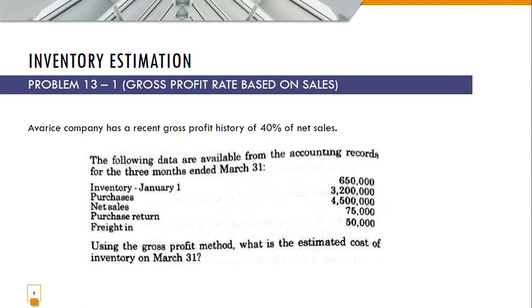Your inventory on January 1 is 650,000. You have purchases from January 1 to March 31 of 3.2 million, net sales of 4.5 million during the period, purchase returns of 75,000, and freight in of 50,000. So you're asked for the estimated inventory on March 31.